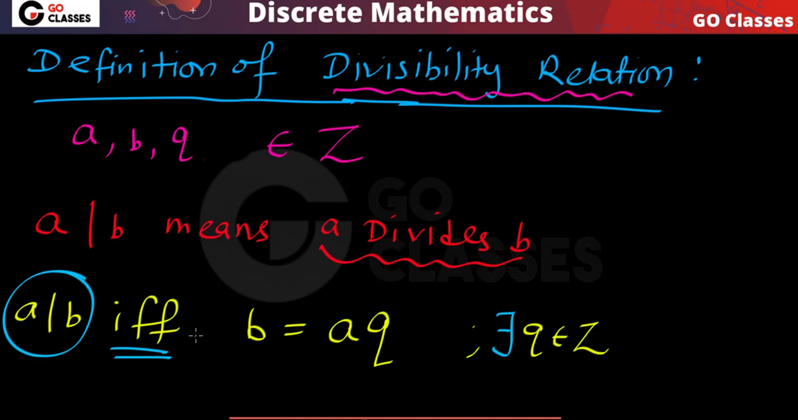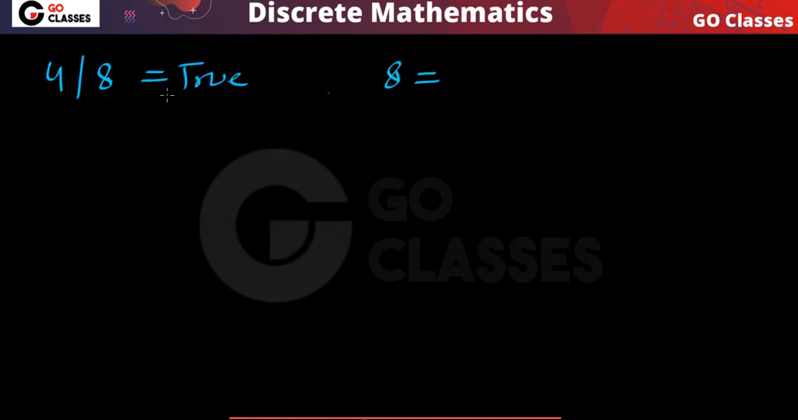For example, can I say 4 divides 8? Yes, this is true. Why? Because remember, a divides b means I can write b as aq, where q is an integer. I can write 8 as 4 multiplied by some integer, and that integer is 2. So this is the idea. Yes, 4 divides 8 is true.